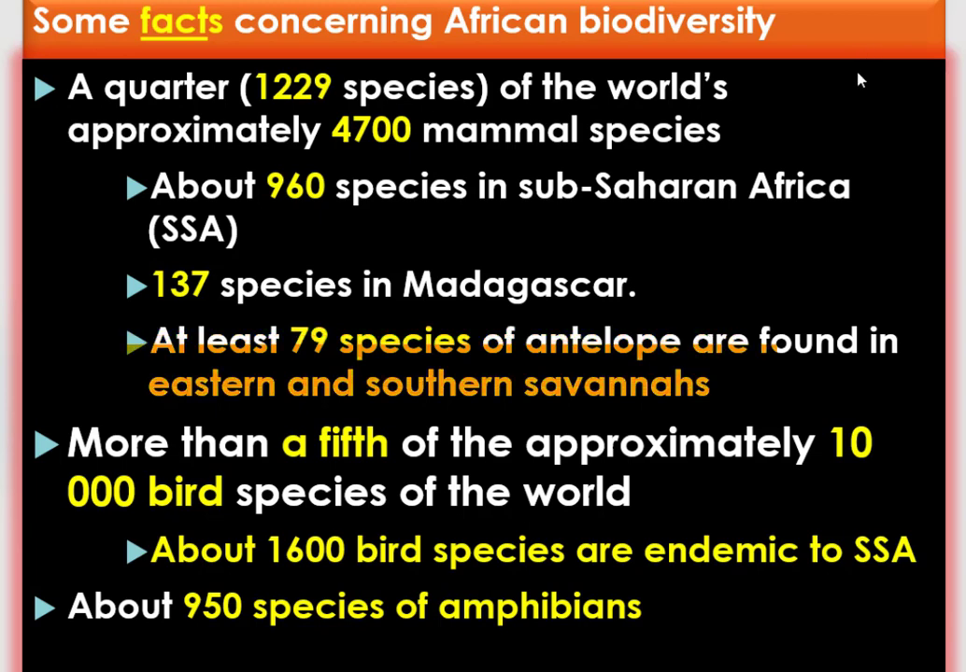in Africa. When we look at bird species density in Africa, more than a fifth of the approximately 10,000 bird species of the world are found in Africa. Of these, about 1,600 bird species are endemic to sub-Saharan Africa. When we look at amphibian species density, about 950 species of amphibians are found in Africa. That makes Africa, together with South America, the continent with the highest numbers of amphibians.